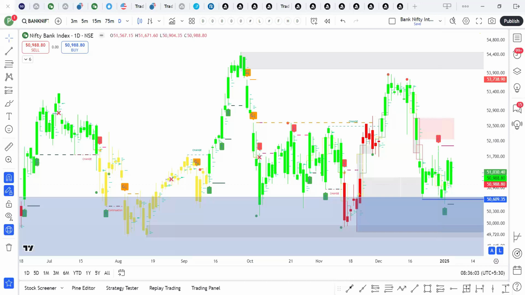Okay, let us share the chart. Is my chart visible? Yes, sir. Okay, so what do you want to know?